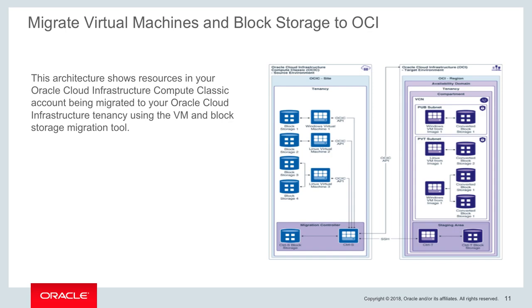The VM and block storage migration tool provides an image for you to create a migration controller instance in the source environment. This migration controller VM contains tools and scripts that you can use to configure your source VMs for migration. The migration controller VM in the source environment also sets up another migration controller VM in the target environment. These migration controllers are together used to collect information about the source environment, copy data, create images from boot volumes, and create the required images and data volumes in the target environment.